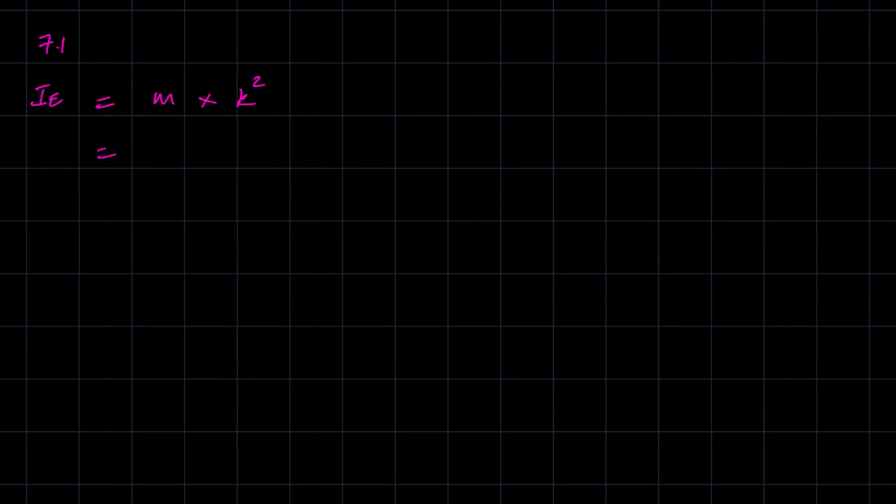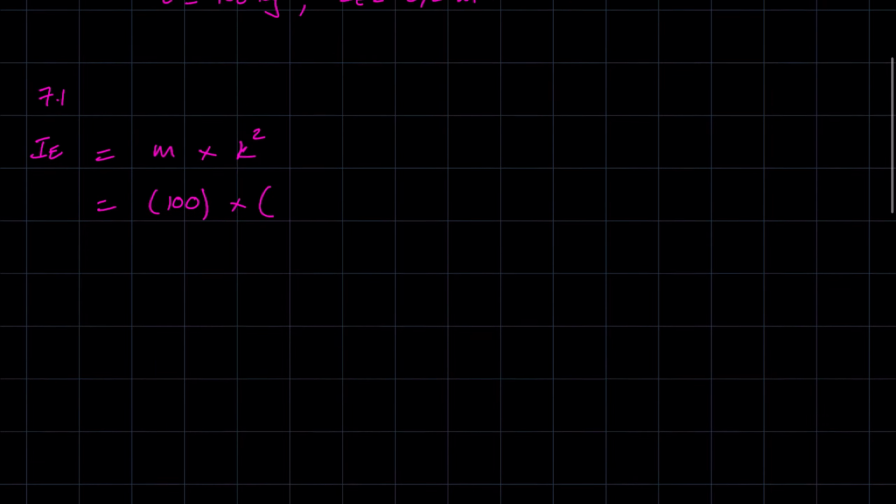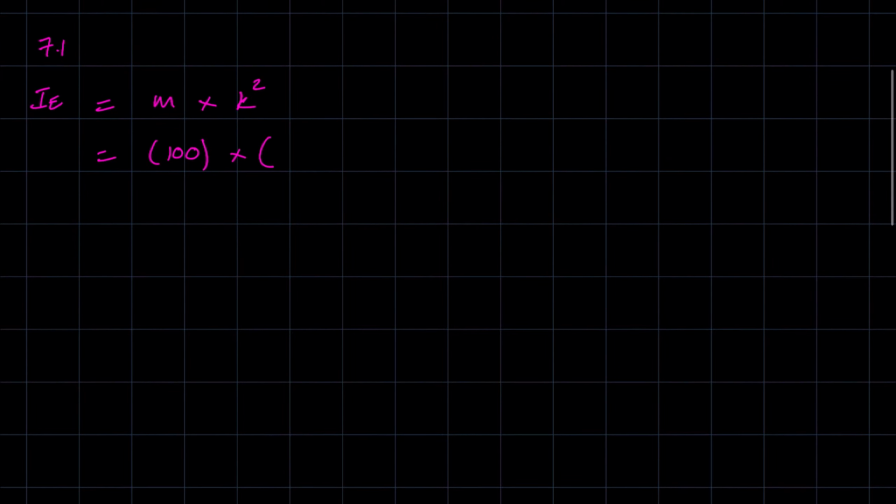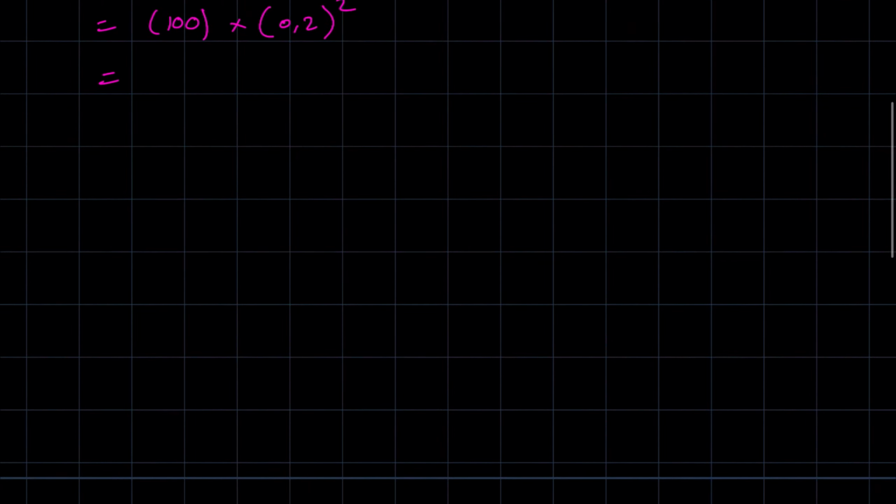The mass of the flywheel is 100 kilograms. Its radius of gyration is 0.2, so that's 0.2 all squared. This is the radius of gyration of the flywheel. If you punch this in your calculators, we are going to get 4 kilogram meters squared.